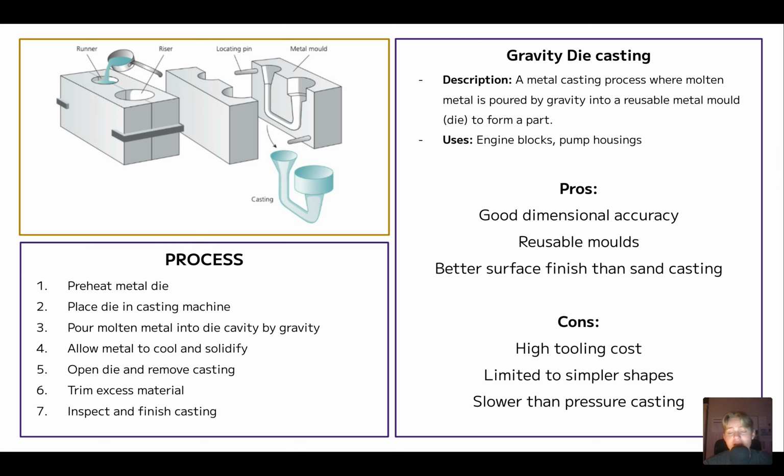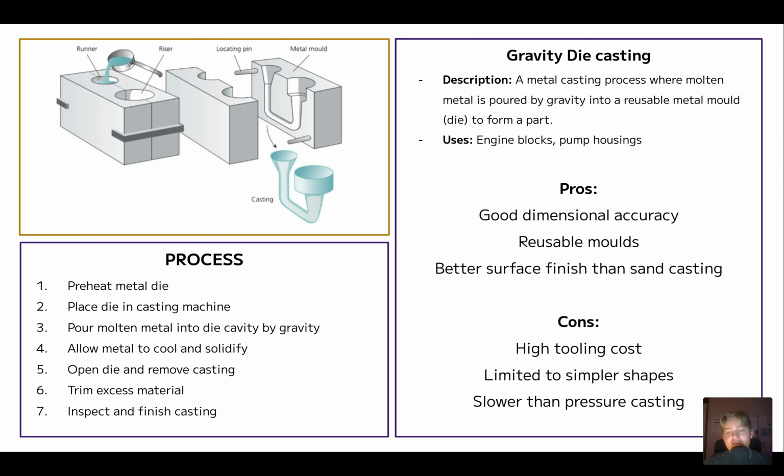So next we're going to be looking at gravity die casting. So this can best be described as a metal casting process where metal is poured by gravity into a reusable mold. So not like sand casting where we're using something that is a one-time thing. It's a reusable piece of molding, which forms a part. So we can use this for creating something like an engine block or a pump housing, quite similar to sand casting.